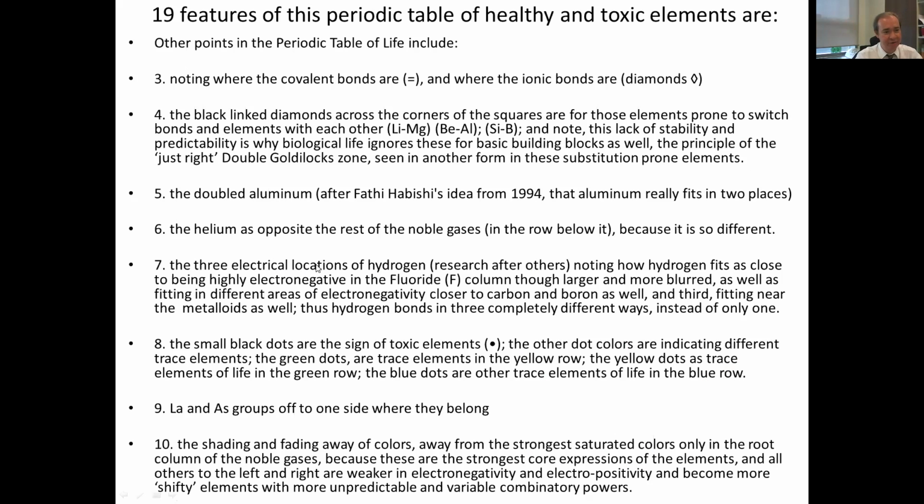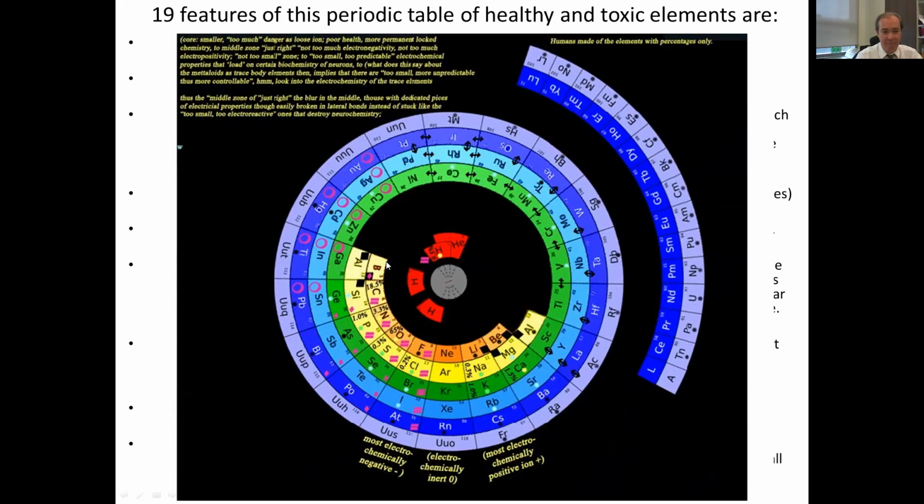Other things: 3 electrical locations of hydrogen. This is true. Hydrogen is not just one place. Hydrogen really has 3 valences and deserves to be located in 3 places. It's so small, it can do so many things, and that's why it's unique per se.